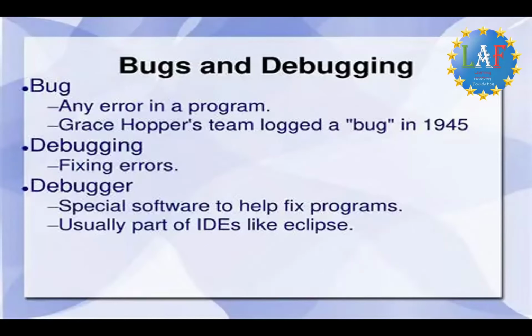Okay. How to debug, how to deal with errors. Debugging is detective work. Bug means any error in a program. Developers first logged the term back in 1945. Debugging is fixing errors. A debugger is special software to help fix programs, usually part of IDEs like Eclipse. So it's where logic meets intuition.